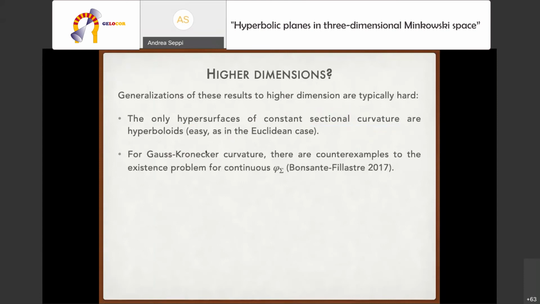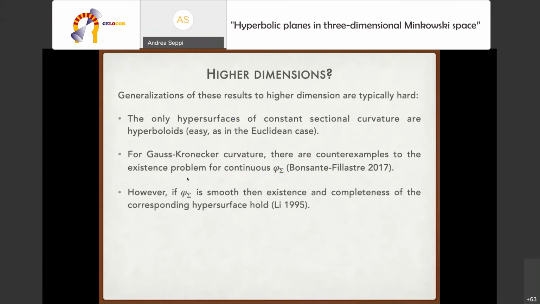One could consider instead the Gauss-Kronecker curvature, so consider the determinant of the shape operator to be constant. But here, even if we take a continuous null support function, there are counterexamples to the existence problem. So it's much harder. You cannot just assume that phi sigma is lower semi-continuous as in dimension 3. There are some positive results. If phi sigma is smooth, then there is existence for Gauss-Kronecker curvature, and it is also complete. And that's basically what is known in higher dimension.